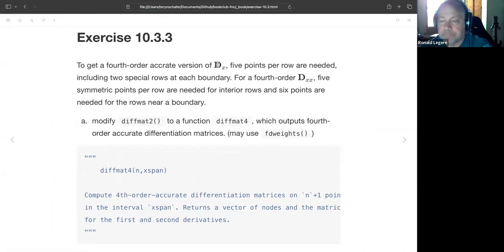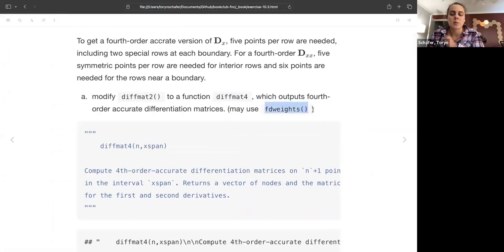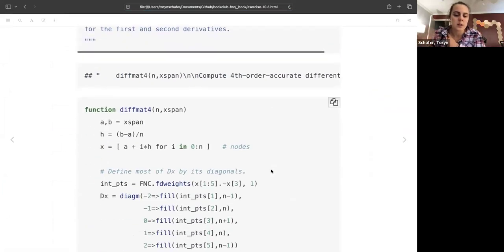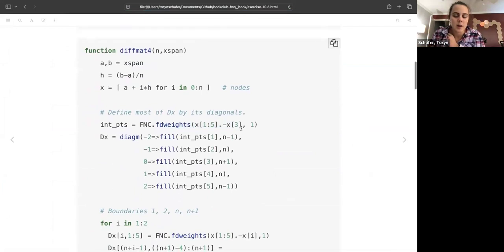So we rewrote the second difference matrix function to a fourth order difference matrix function. And we were discussing, remember, this FD weights from chapter 5. So after we discussed together, I rewrote it using FD weights everywhere. And I realized I had some issues, so I had some debugging to do.